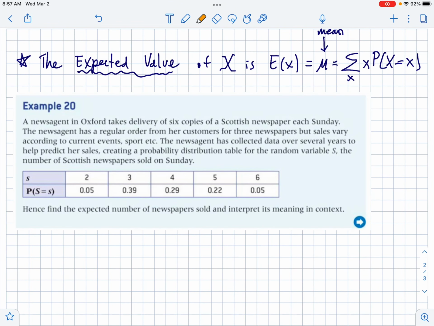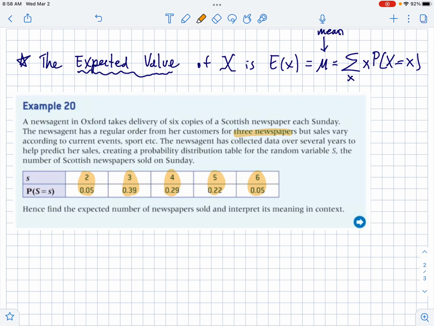This problem: a newsagent in Oxford takes delivery of 6 copies of a Scottish newspaper each Sunday. The newspaper has a regular order from her customers for 3 newspapers. But sales vary according to current events and sports. The newsagent has collected data over several years to help predict her sales. So she usually prepares for 3 newspapers, but sometimes, 5% of the time she sells 2, 29% of the time she sells 4, 22% of the time she sells 5, and then she sells 6, 5% of the time.